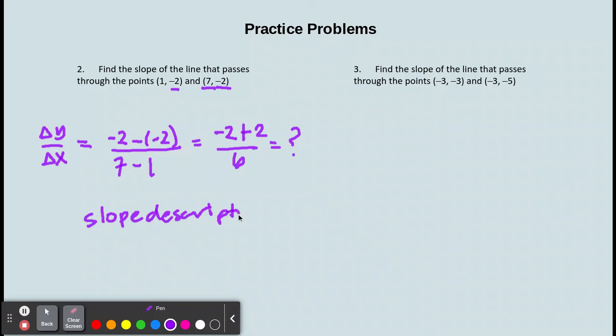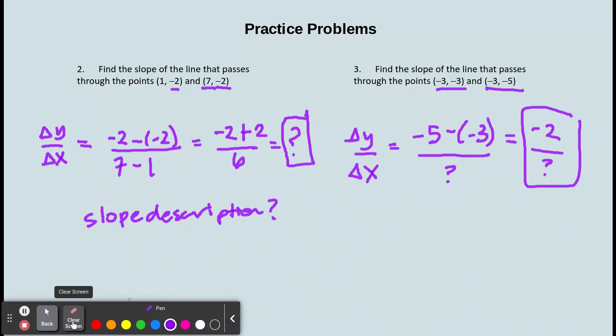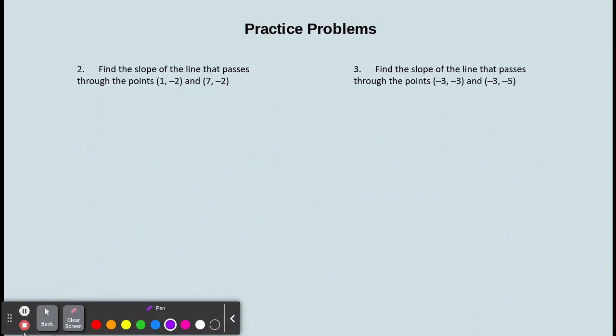Okay, so on number 3, the same thing, change in y over change in x, right? Here's your second point, here's your first point, where you ended up minus where you started. That equals a -2. But what about your x, change in x, and what's that going to be? And that's going to tell you what your slope is. Okay, and that is it for 13.2.